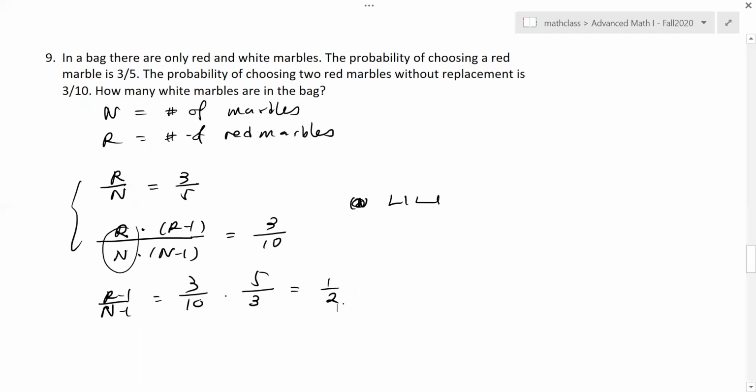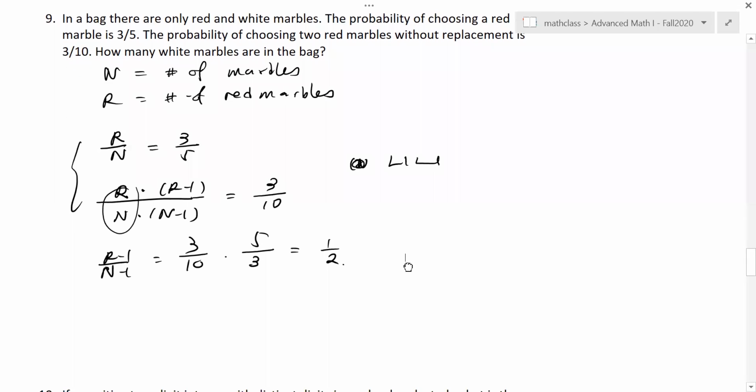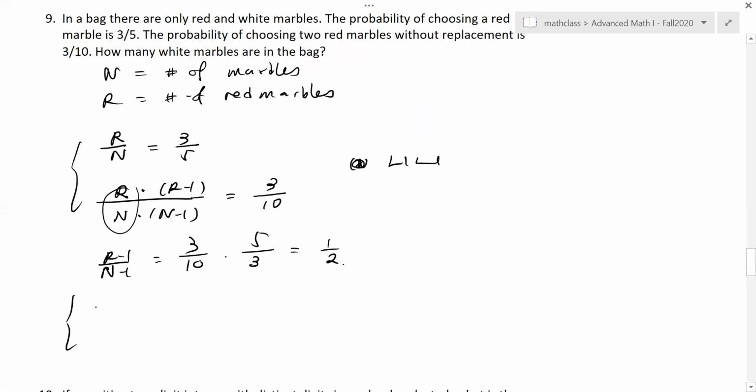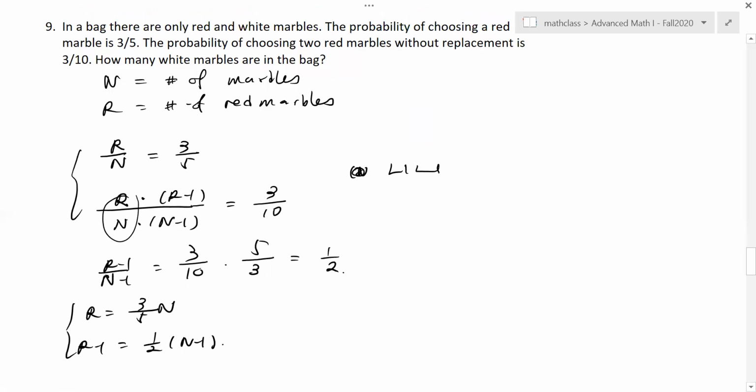Okay, so we're going to have two equations. R is 3 over 5 n, that's the first equation. R minus 1 is 1/2 of n minus 1. We are looking for white marbles, but if you figure out red marbles, then you get white marbles. So from here, you should be able to solve for R and n. I think we should be able to solve it, right?